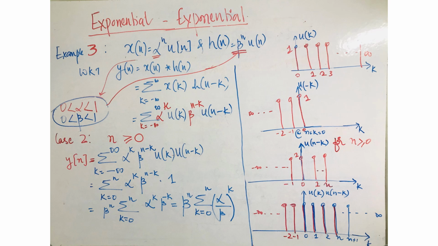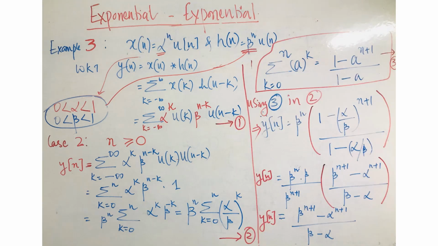We will be taking beta to the power n outside the summation, and k equal to 0 to n alpha to the power k beta to the power minus k, which is equal to beta to the power n times summation k equal to 0 to n of alpha by beta to the power k. We know that summation k equal to 0 to n a to the power of k is simplified as 1 minus a to the power n plus 1 divided by 1 minus a.